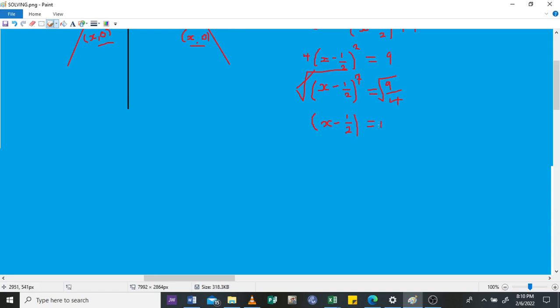Now what we have here means you need to find the square root of 9 on top and the square root of 4 on the bottom. The numerator is 9, so we need to find the square root of the numerator. The square root of 9 is 3. Now the square root of the denominator, which is 4, is 2. So we are going to get positive or negative 3 over 2.